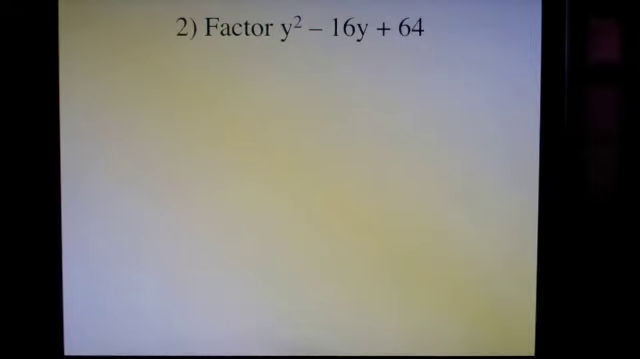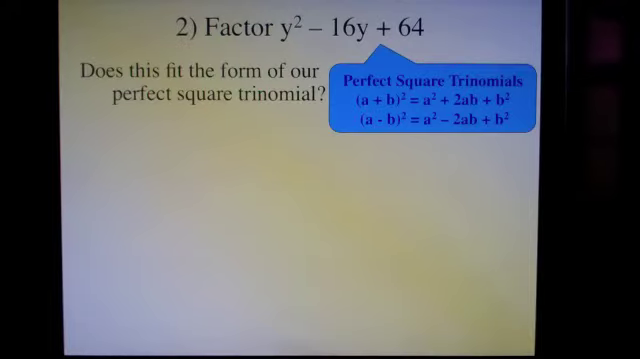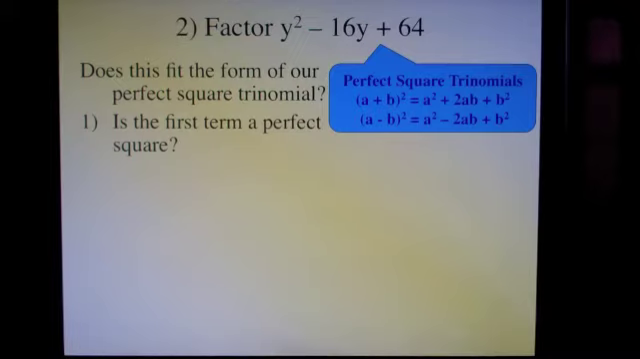Alright, now we're going to try another one. Y squared minus 16y plus 64. First thing we have to do is look and see if it's going to fit our perfect square trinomial form. And to do that, we'll ask, is the first term a perfect square? Why don't you go ahead and think about that for a second. Pause the video and see if you can come up with what A will be for this problem.